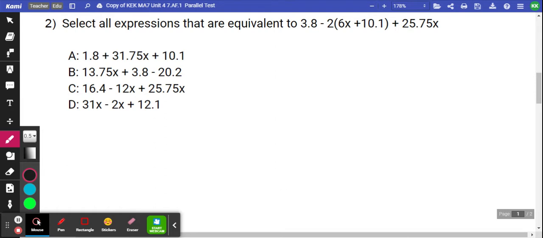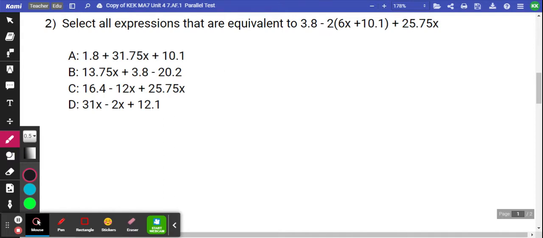Now we're looking at example or question 2 from the Unit 4 review. Select all expressions that are equivalent to 3.8 minus 2 parentheses 6x plus 10.1 parentheses plus 25.75x. That is pretty complicated. So I look at it and I see that there are some x's, and there are some constant terms that I can combine. But first, we need to do the distributive property.